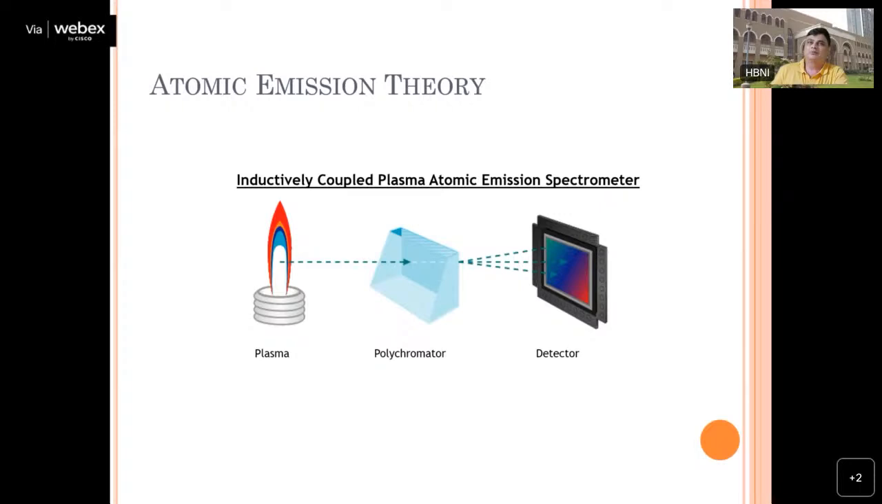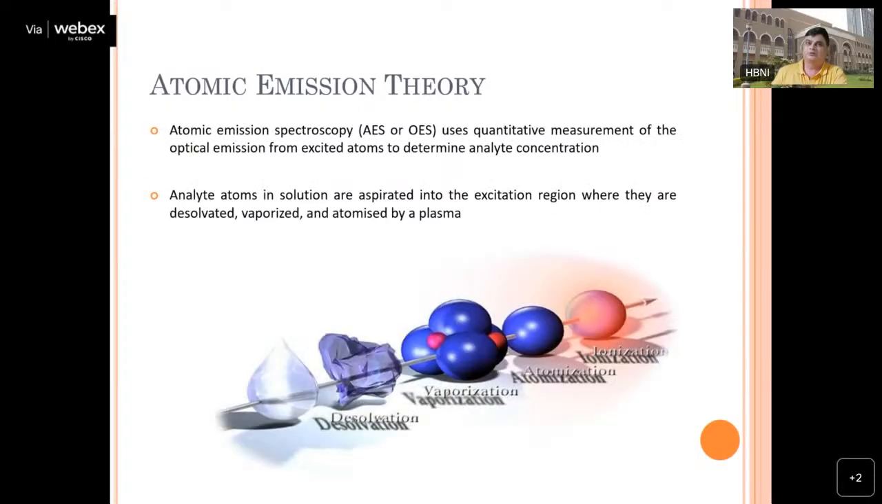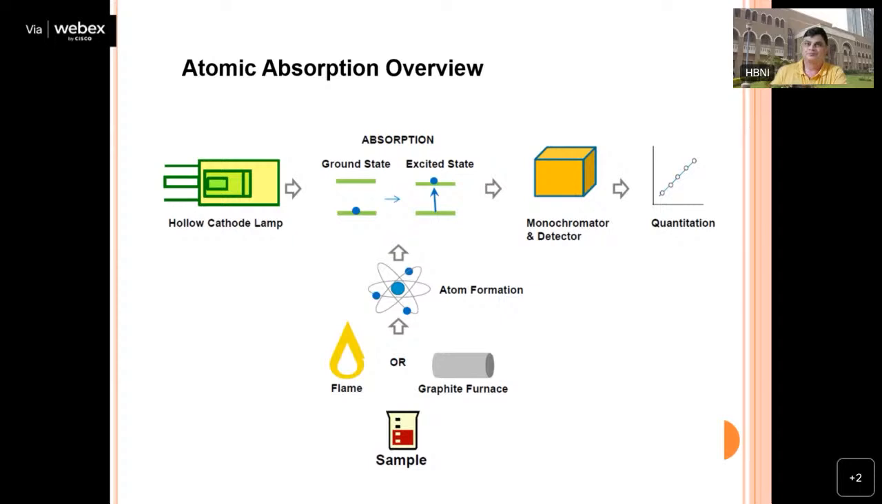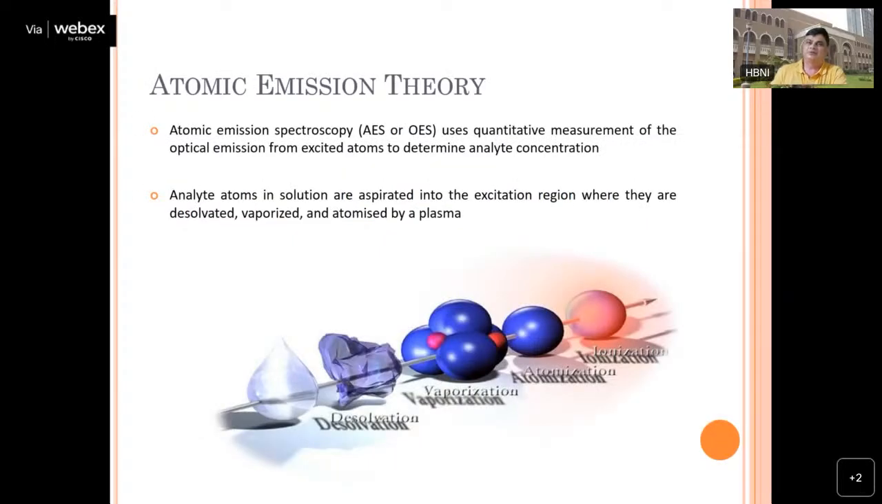We are coming to emission spectroscopy. Atomic emission spectroscopy, as I told you, AES or OES. Now I think you have to understand the difference. In AES, we are only discussing the atom, as the A means atoms only. In optical emission spectroscopy, we can take the emission lines not only from the atom, but from the ions also. So this is used for quantitative measurement of the optical emission from the excited atom and to determine the analyte concentration.